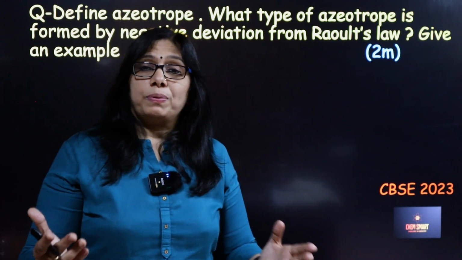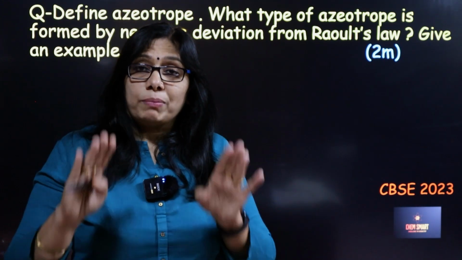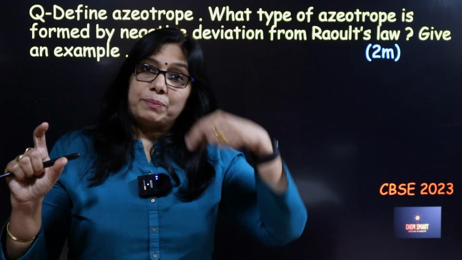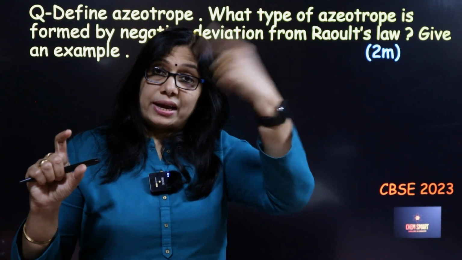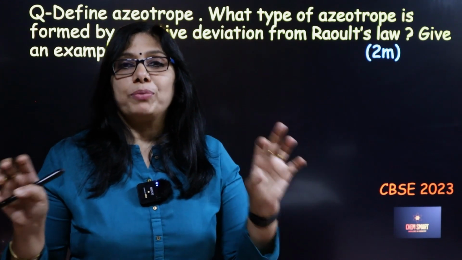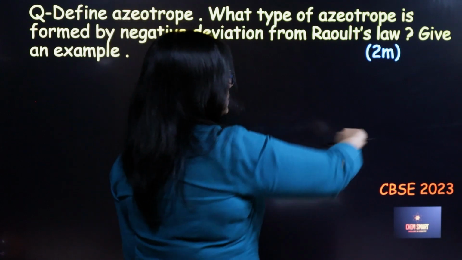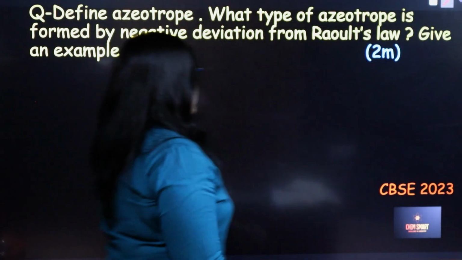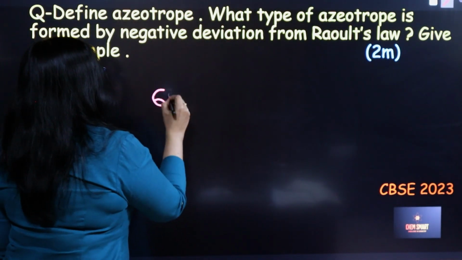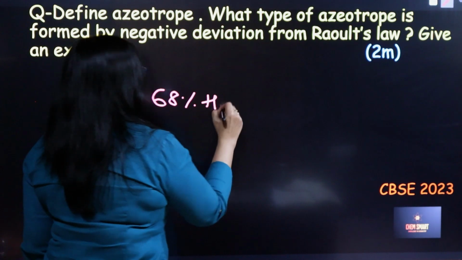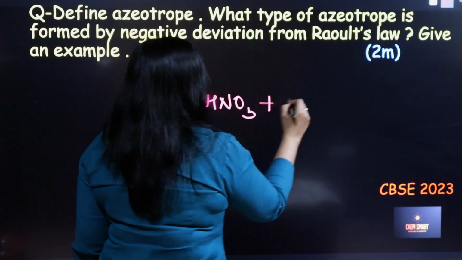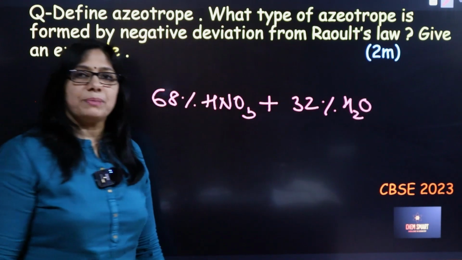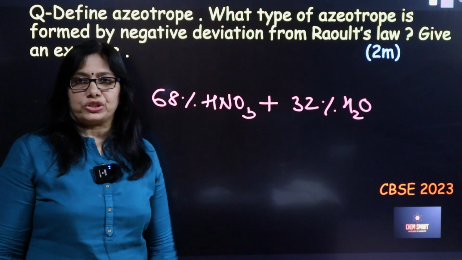Maximum boiling azeotrope, one more indication. For maximum boiling azeotropes, the azeotrope will boil at a temperature higher than either of the two components. We can take an example. One example is asked here. So let us take an example. This mixture, 68% nitric acid and 32% water. This is a maximum boiling azeotrope at this composition.